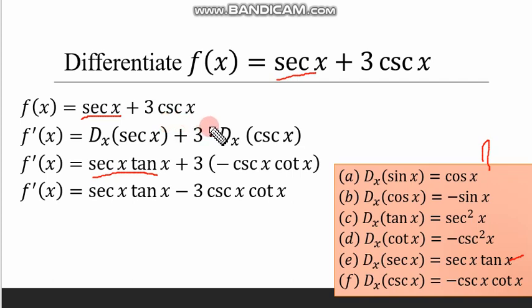Plus the 3 cosecant x, we can see a constant here, so we will separate that and use it later. So dx of cosecant x, according to our table, is negative cosecant x cotangent x. So 3 times the negative cosecant x times the cotangent x. So the answer is f prime of x equals secant x tangent x minus 3 cosecant x cotangent x.